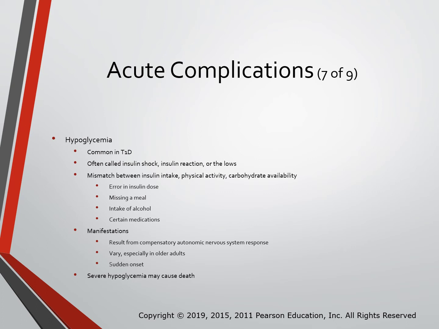The manifestations of hypoglycemia result from a compensatory autonomic nervous system response and from impaired cerebral function caused by a decrease in the glucose available for use by the brain. The manifestations vary in older adults. Look at table 12-3 for that. The onset is sudden, and blood glucose usually is less than 45 to 60, and that has to be treated. When you have a patient with their blood sugar below 70, look at your doctor's orders and see what the doctor ordered.